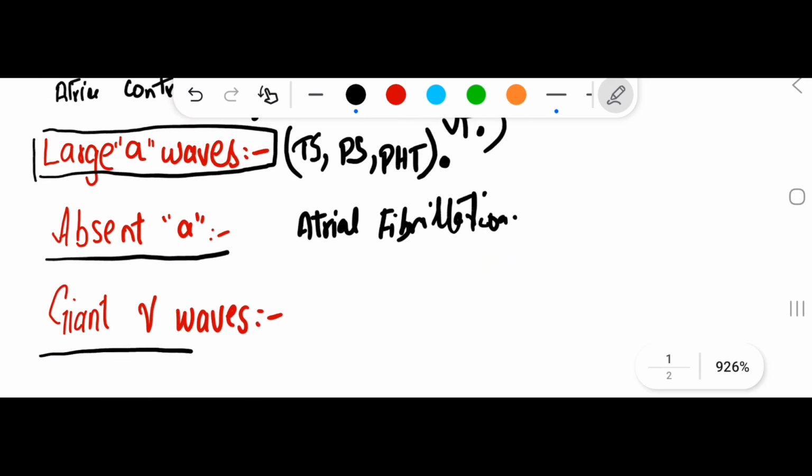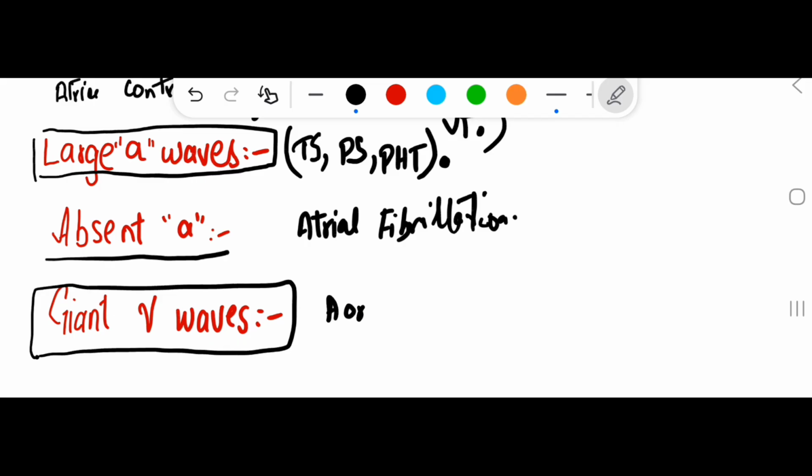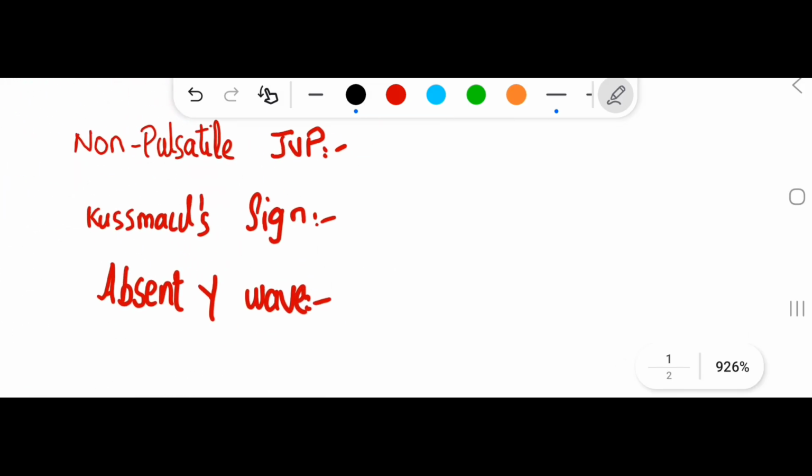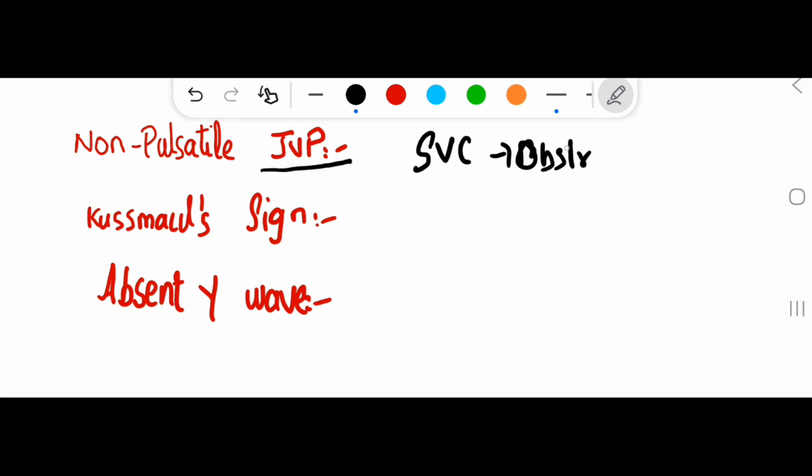Then giant V waves. Giant V waves are produced when there is aortic regurgitation. Then we have non-pulsatile JVP. Non-pulsatile JVP is produced when there is superior vena cava obstruction. Due to the superior vena cava obstruction, the pulse from the right atrium to the jugular vein is not transmitted, and therefore superior vena cava obstruction produces non-pulsatile jugular venous pulse.